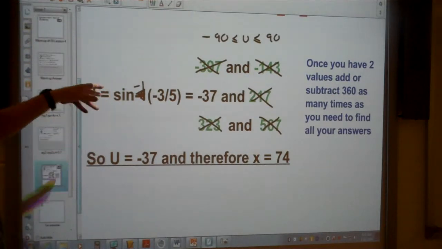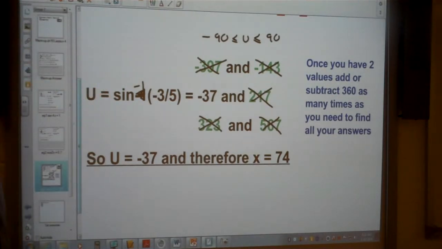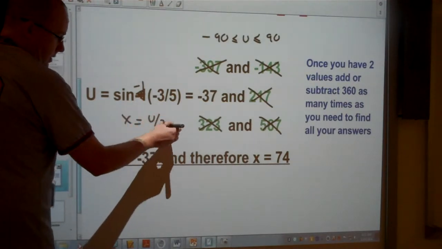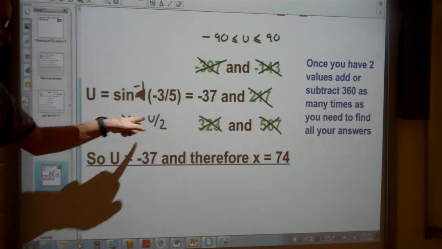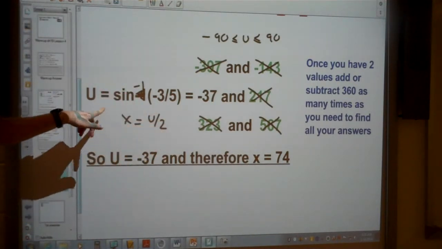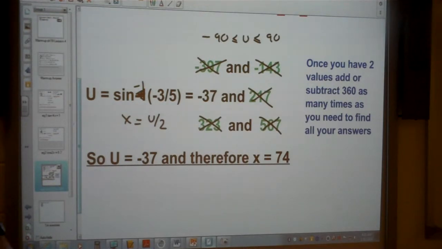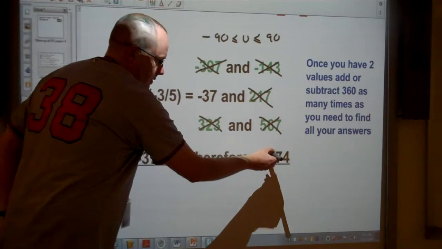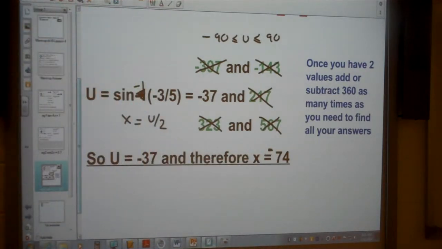Once we've got the u value, we then have to go back and find the x value. Our original substitution was u equals x over 2, so if we rearrange to solve for x, we multiply both sides by 2, so x equals 2u. So we times the u value by 2, and I'm missing a negative sign here, as you can see, so x equals negative 74.